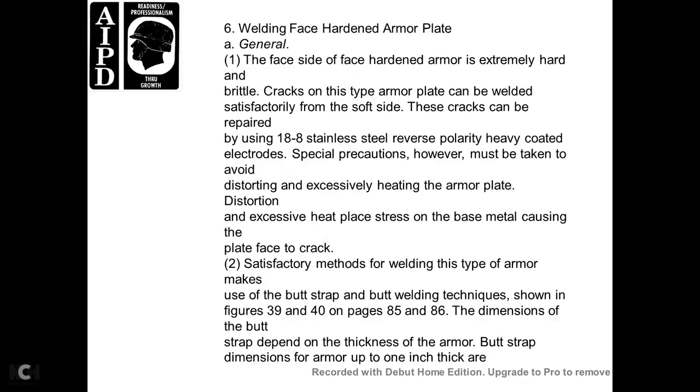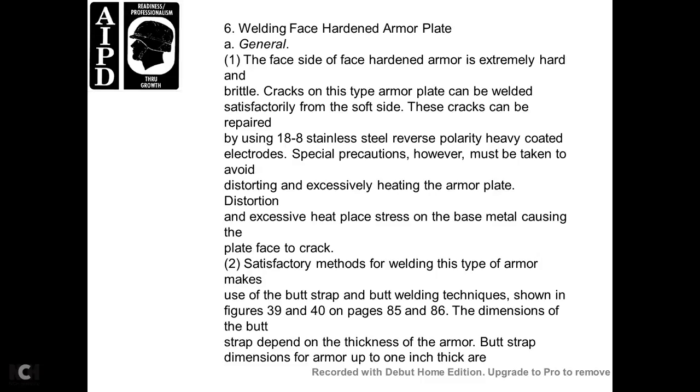Welding face hardened armor plate. A. General. The face side of the hardened armor is extremely hard and brittle, with cracks. This type of armor can be welded satisfactorily. The soft side of the cracks can be repaired using an 8-18-8 stainless steel, reverse polarity, heavy coated electrode. Special precautions, however, must be taken to avoid distortion. Heating of the armor plate causes distortion. The heated plate must be stressed with the base metal, causing the plate to face difficulty.